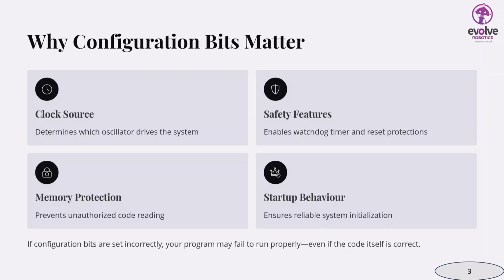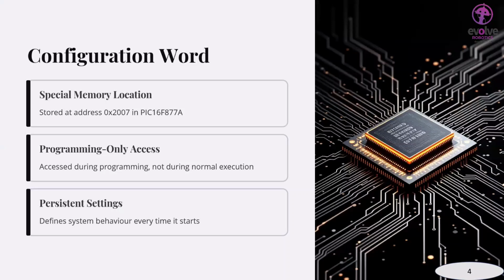Next, we are going to check what a configuration word is. All the configuration bits are stored in a special location called the configuration word. In PIC16F877A, it is stored at the address 0x2007. This memory is accessed only during programming, not during normal execution. So, once we set it, it defines how the system behaves every time.